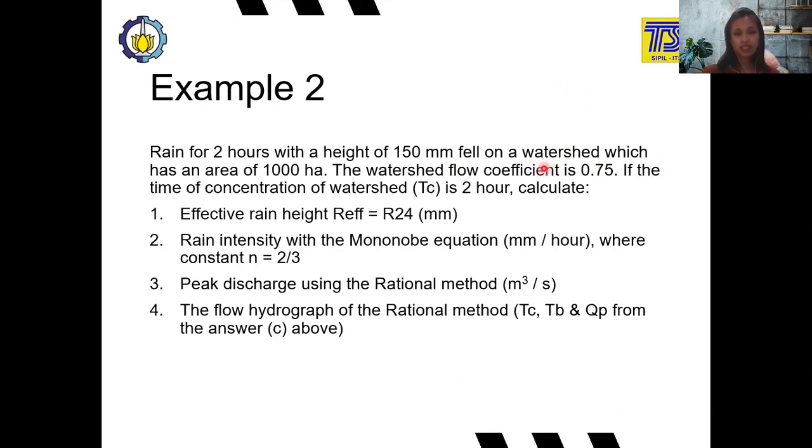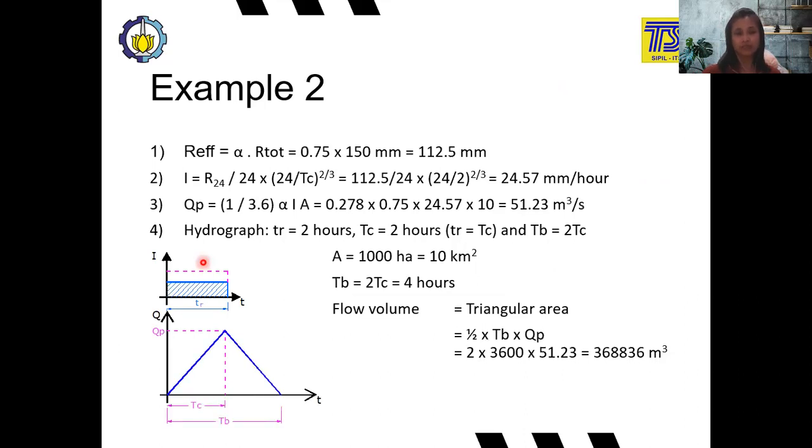And then we calculate the same thing, like here we have effective rainfall of 112.5 millimeters. It's still the same, I guess. Yeah. And then the differences will be in here, the rainfall intensity. For the rainfall intensity, because we have time of concentration 2 hours, we have smaller intensity.